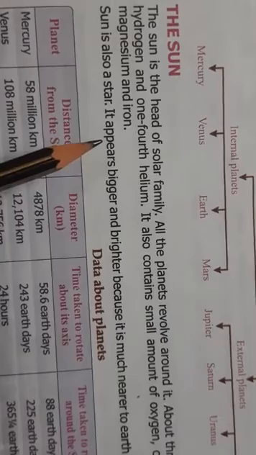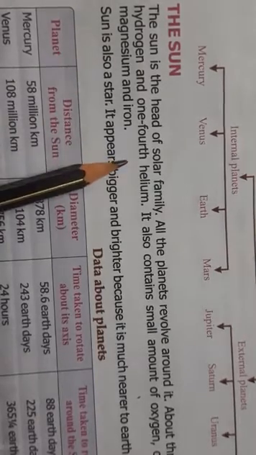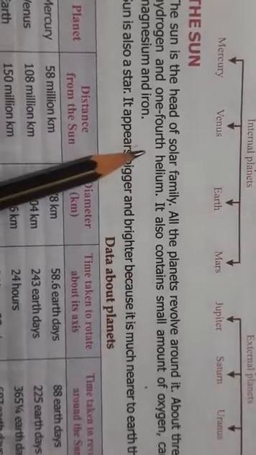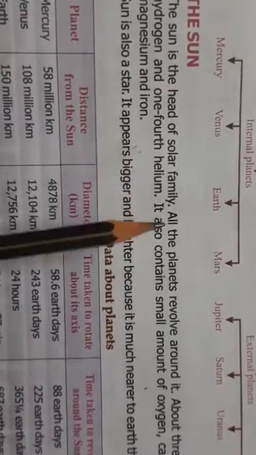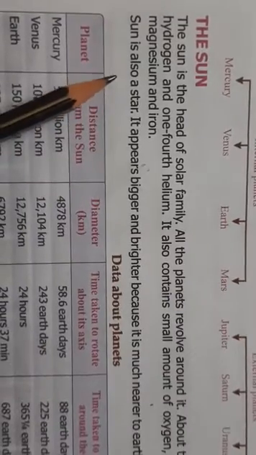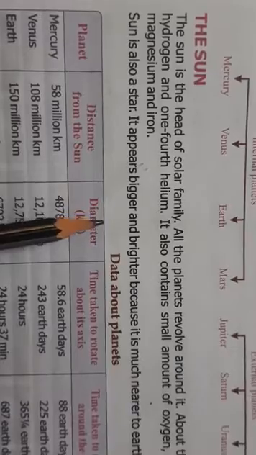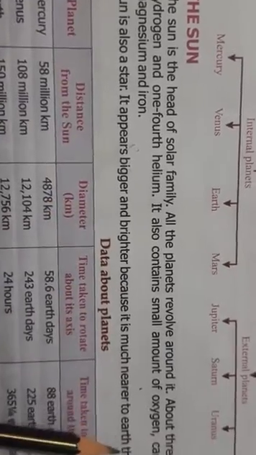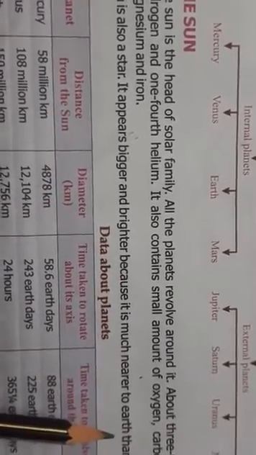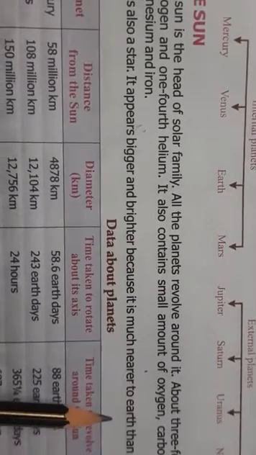So since it contains maximum portion of hydrogen and helium, that is why the sun is so hot. It is very, very hot. And sun, as you all know, children, sun is a star and it appears bigger and brighter because it is much nearer to earth than the other stars. Okay, it is closer to the earth as compared to other stars. Clear, children?